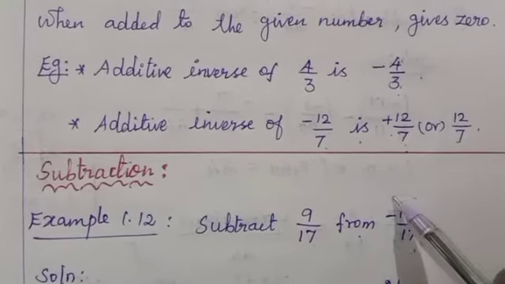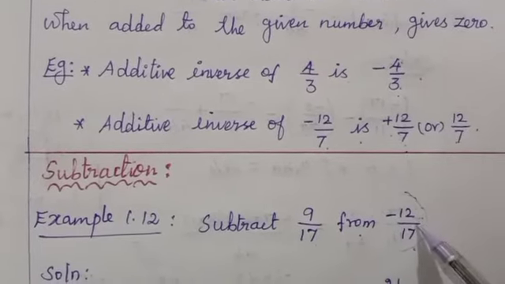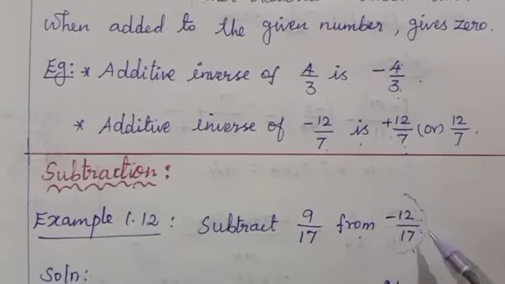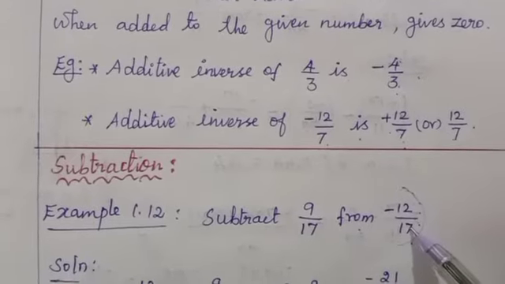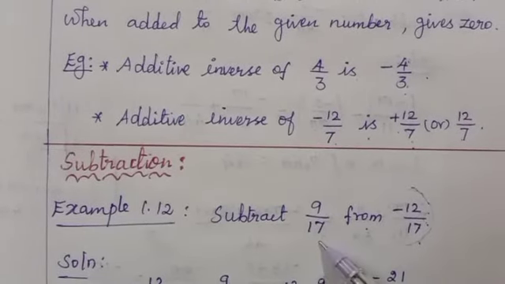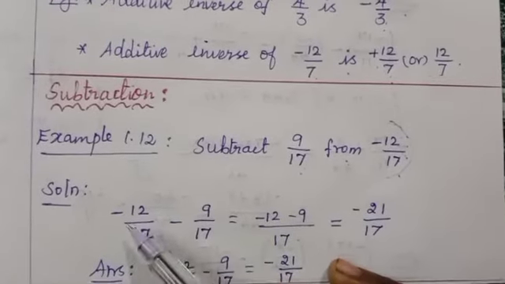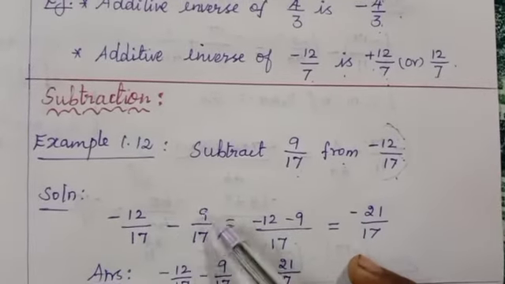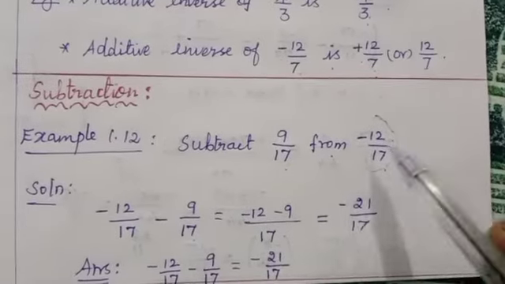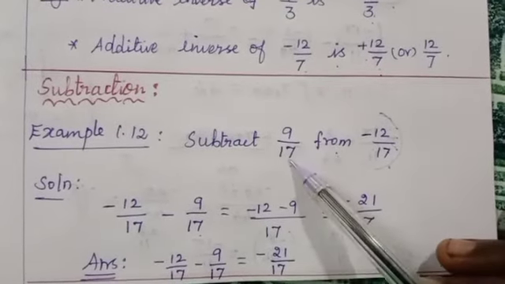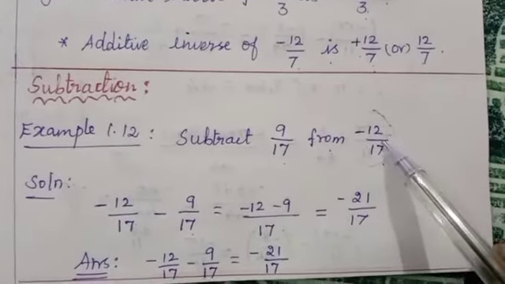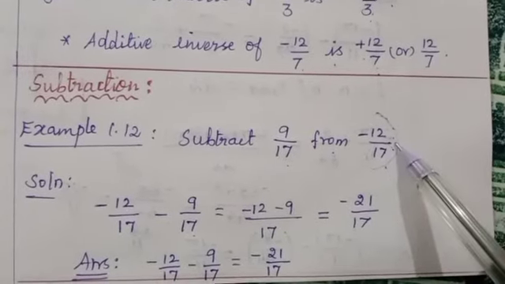So we have to subtract from this number. First you write this number: minus 12 by 17 minus 9 by 17. The given problem is rewritten as minus 12 by 17 minus 9 by 17. From this, 9 by 17 is subtracted, so you write this number.